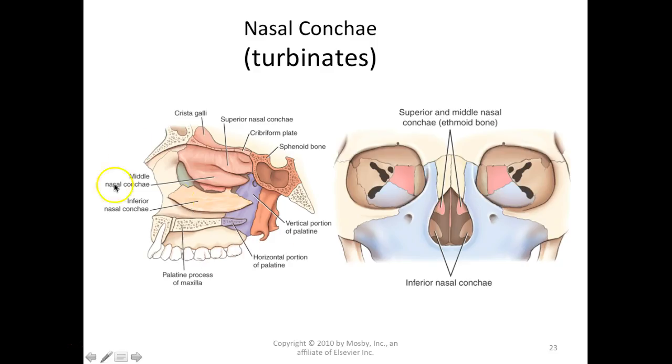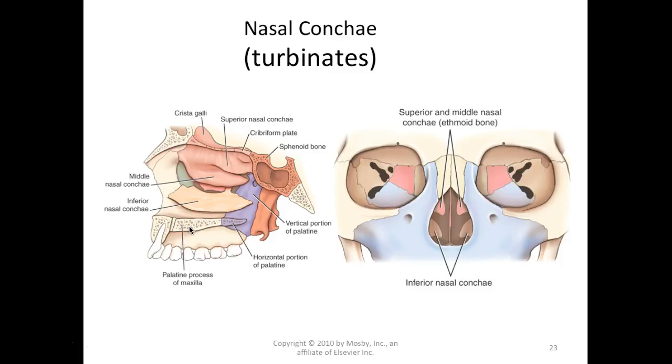So here you can see you have your superior and middle nasal concha, and they're on your ethmoid bone, and you have your inferior nasal concha, which is its own deal. So you can see the superior and the middle nasal concha, part of the ethmoid bone, and then you have this free-floating bone, which is your inferior nasal concha. You have your vertical portion of your palatine bone here, and there's a piece of it right there, and then you have your palatine process of your maxilla. So be able to tell me which bone the superior and middle nasal concha are on, and whether the inferior nasal concha is part of another bone, or is it its own deal?